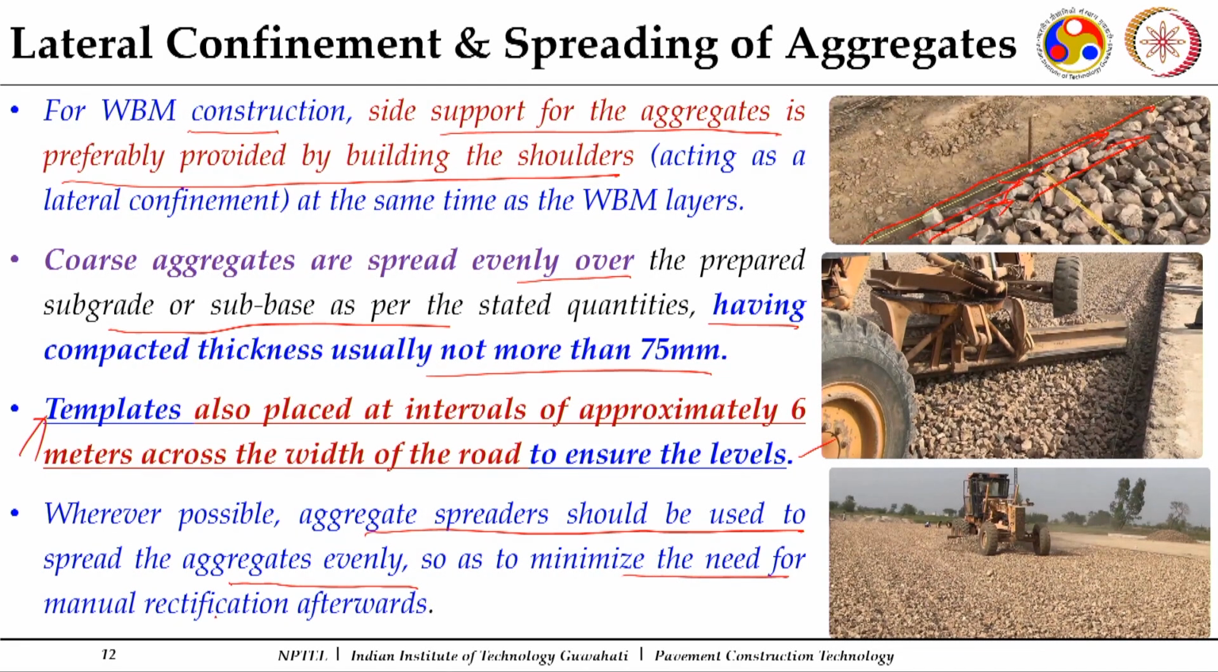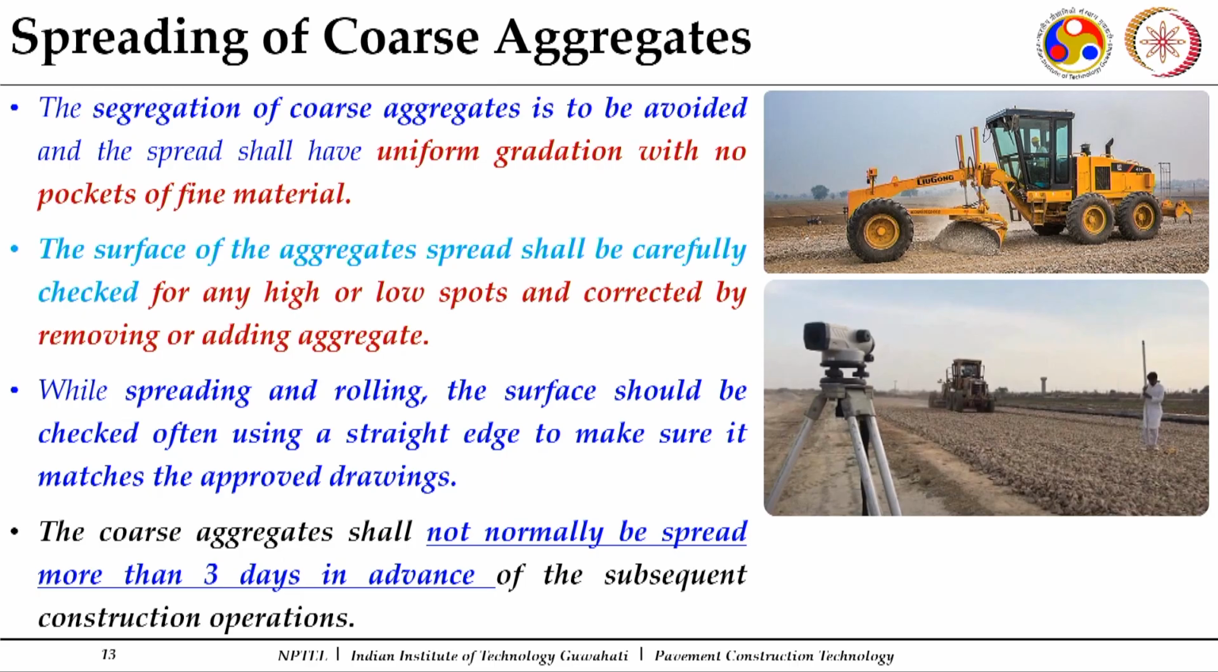This will minimize the need of manual rectification, because otherwise things become more challenging at a later stage when some segregation is there. So, the segregation of coarse aggregates is to be avoided, and this can be done by avoiding manual spreading of the WBM coarse aggregates. Better to go with spreading through some mechanical means.